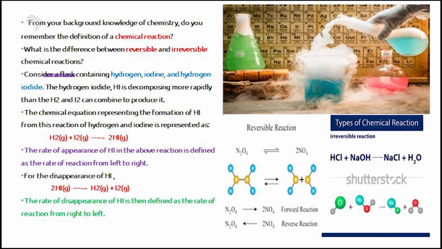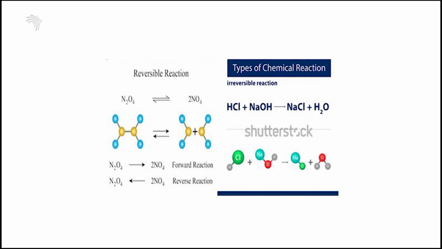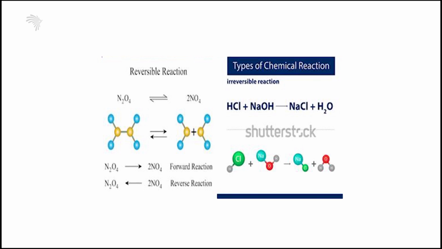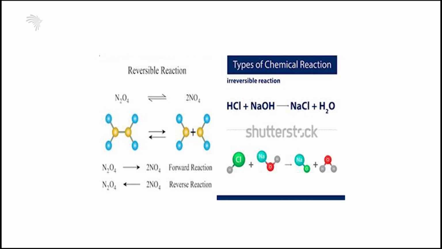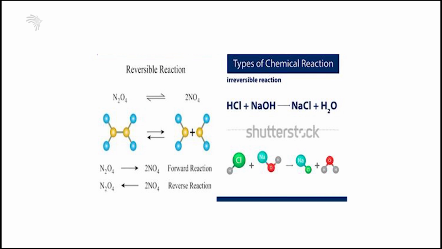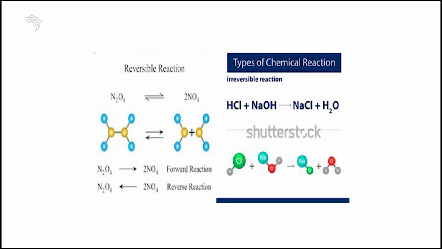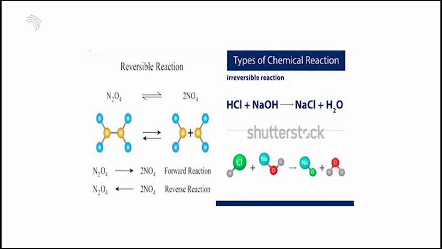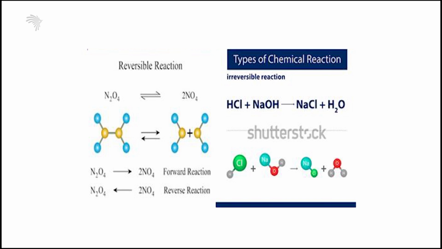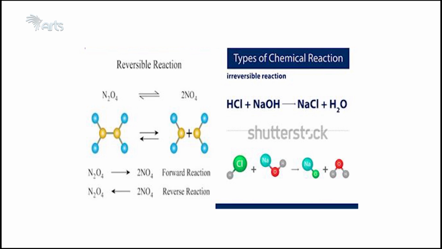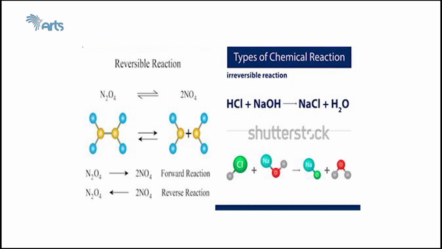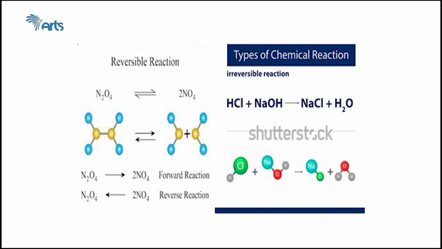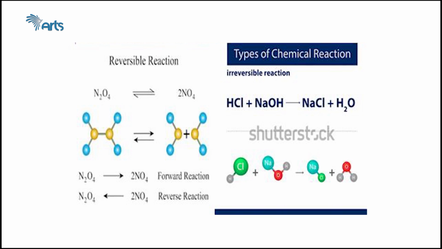Whereas when we come to the second type of chemical reaction, which is called reversible, a reversible type of chemical reaction is the opposite of the aforesaid irreversible type. So when we say reversible chemical reaction, it can occur in both directions. It means the reactants can change to the products, and after some time, the products can also change back to the reactants. So this is the clear distinction between reversible and irreversible types of chemical reactions.